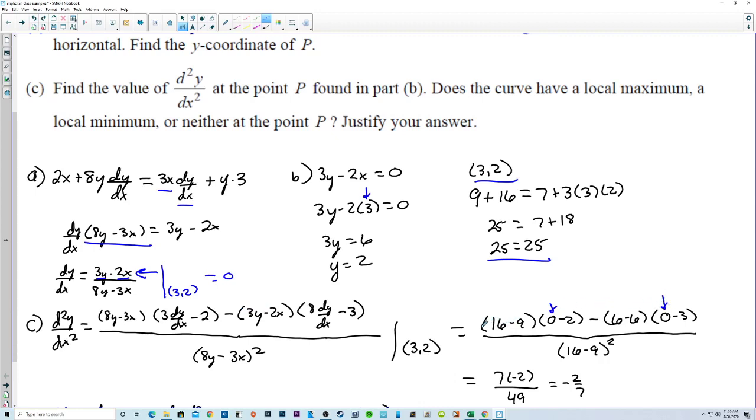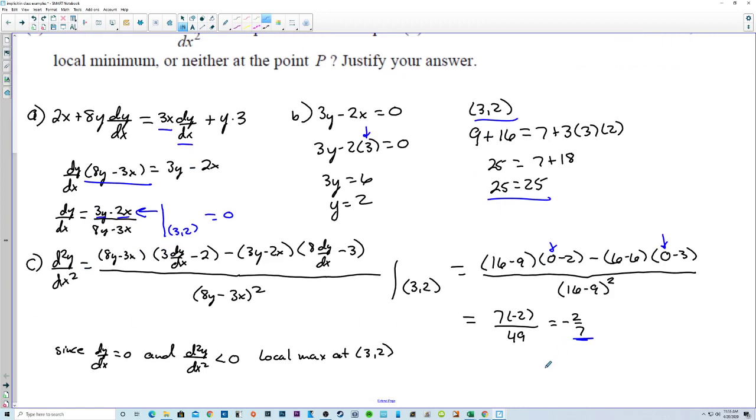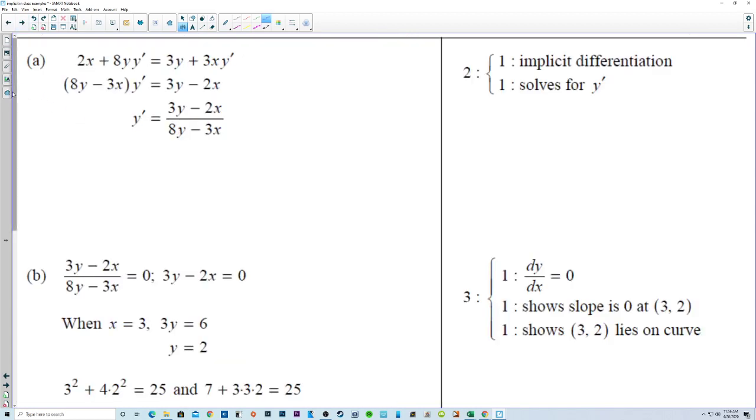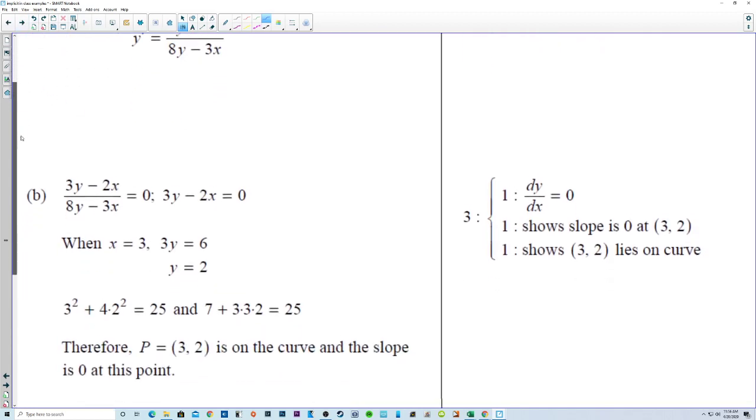When we get done evaluating at the point (3, 2), we get a negative for the second derivative, which means the curve is concave down, so we have a local maximum there. Since the first derivative is 0 and the second derivative is negative, local max at (3, 2). And here is the rubric.